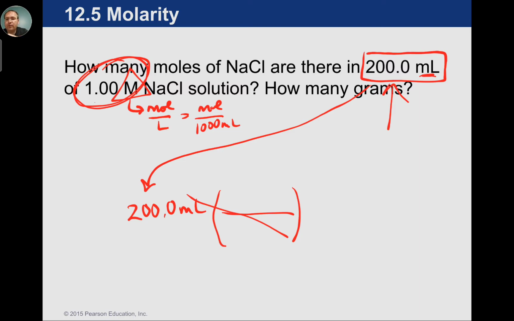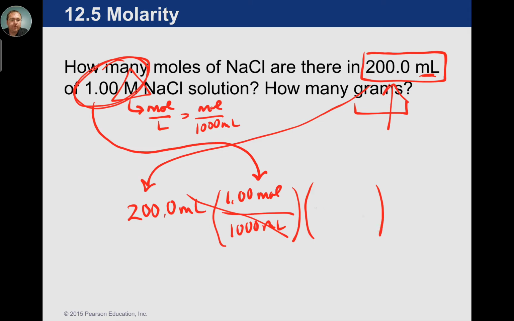If we realize that's what this number really does for us, that's just 1 mole per 1,000 milliliters of solution, or 1 liter. We're just saving ourselves that metric step. And then if we want grams, we're going to do one more conversion from the periodic table and say, well, we know that in 1 mole of anything, we can go to the periodic table and get grams, in this case of NaCl.